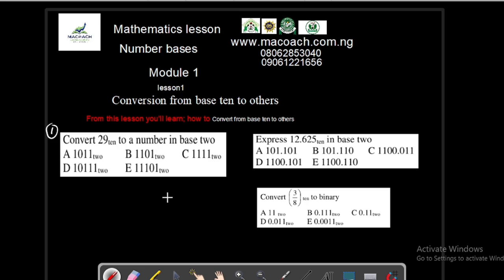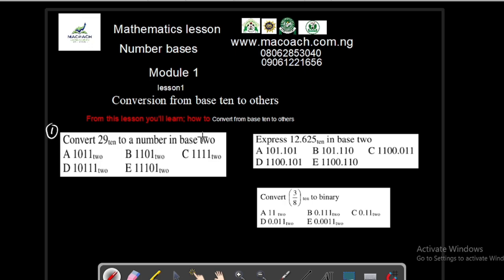Are you guys there? Now, let's look at this question here. Let's see how you can convert. The question says convert 29 in base 10 to a number in base 2. So we ask a second question: what is a number in base 2? What does it mean by base 2?